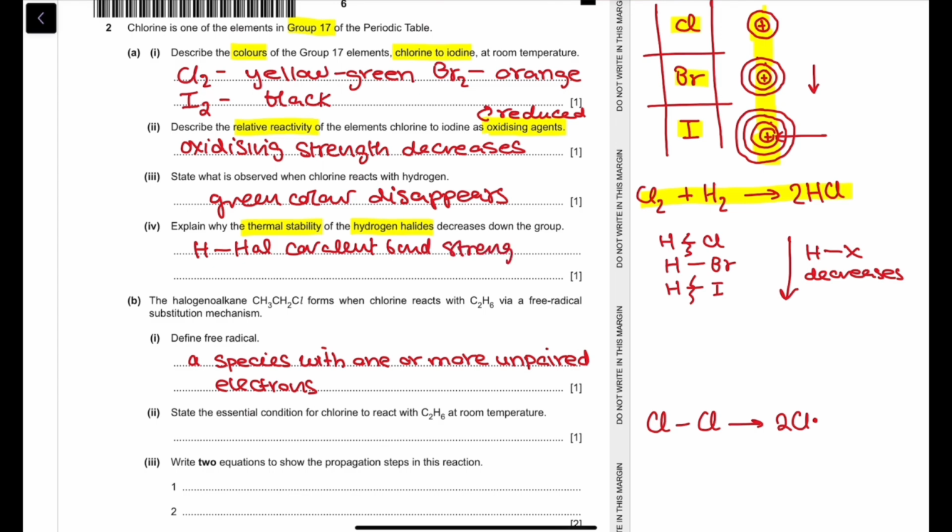So what we can say is that the hydrogen-halogen covalent bond strength decreases down the group, so less heat energy is needed to break the bond as you go down.